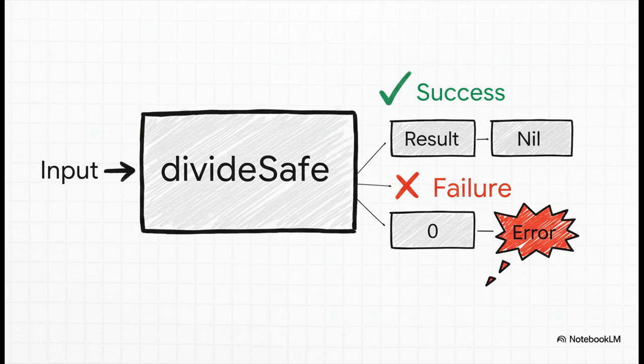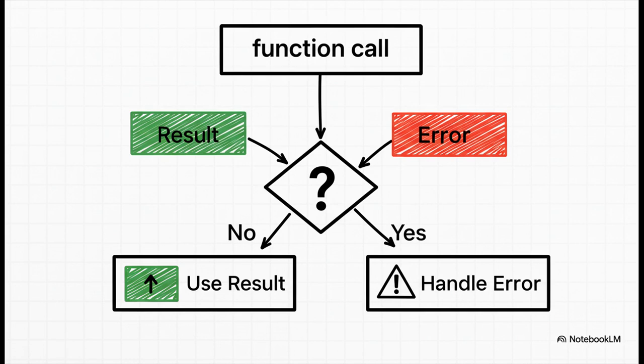Pay close attention, because this slide shows the single most common pattern you will see in Go code, period. You call a function that might fail, and you get back two things, the result and a potential error. The very first thing you do, always, is check if that error is not nil. If it's not nil, it means something went wrong, and you handle that problem right then and there. If it is nil, you know it's safe to use the result. This simple pattern is the key to building rock-solid Go applications because it forces you to deal with problems head-on.